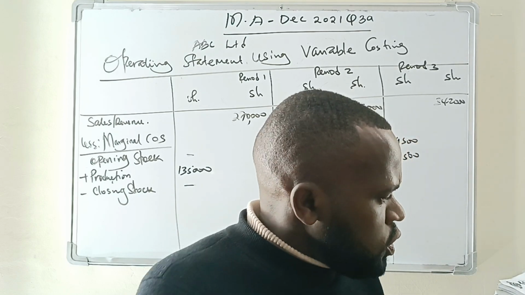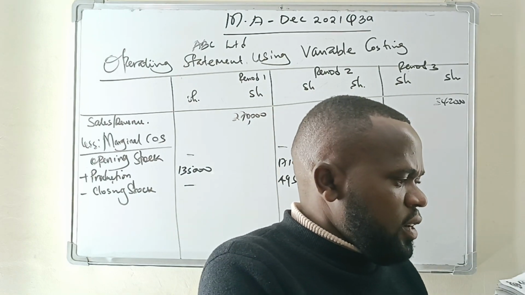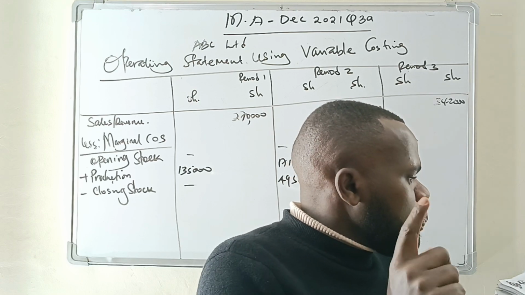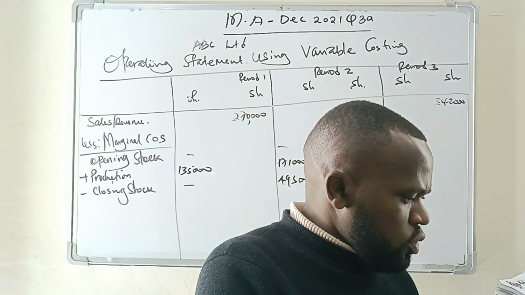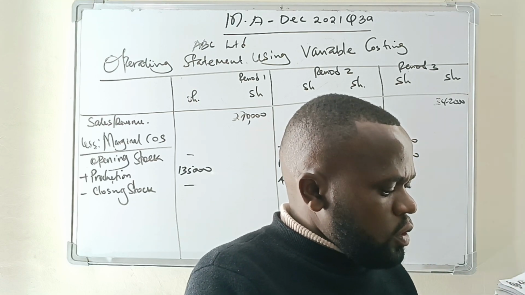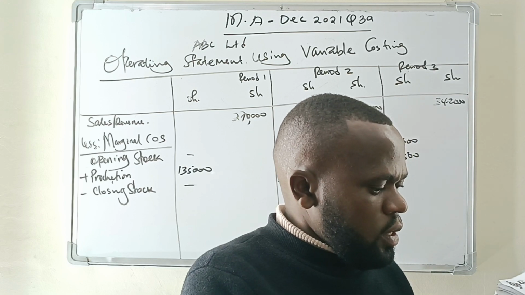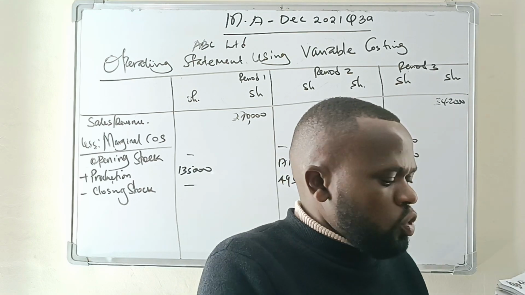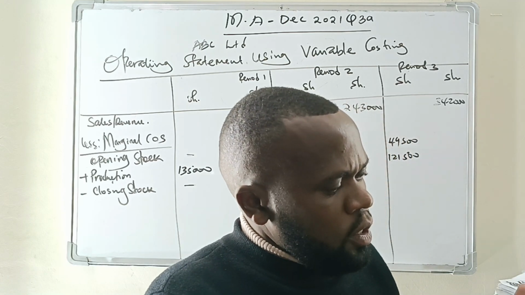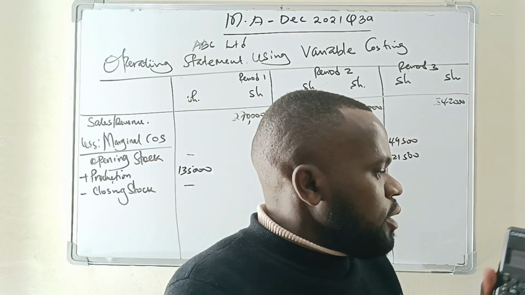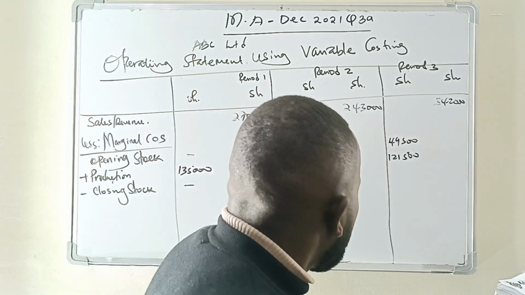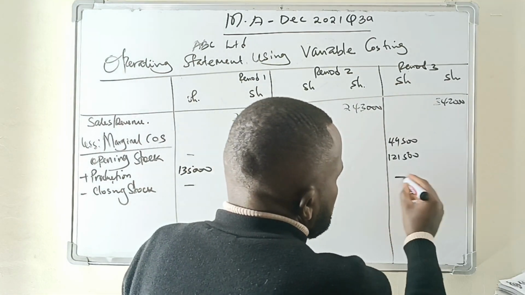Period 3, we produced 27,000. Then we add the opening of 11,000. So you start with the opening stock of 11,000 and add whatever was produced, 27,000 kilograms. This is a total of 38,000, and we again sold 38,000. So when you less 38,000, we do not have closing stock. That's why it's a dash.